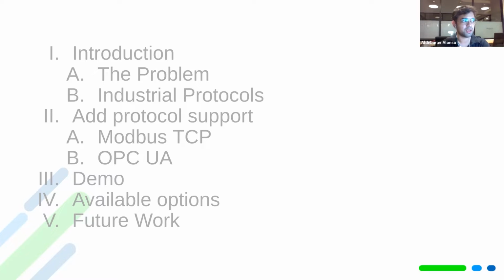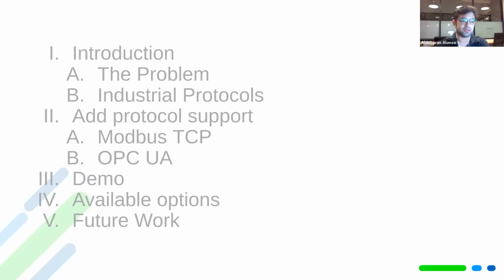Then we will talk about our experience and workflows for adopting industrial protocols in Elixir, focused particularly on Modbus TCP and OPC UA, with a little demo, which will be a Nerves device that will run a server and a client of both protocols. Finally, we will cover the state of the art of some open source projects that support several other industrial protocols, as well as the future of our work.